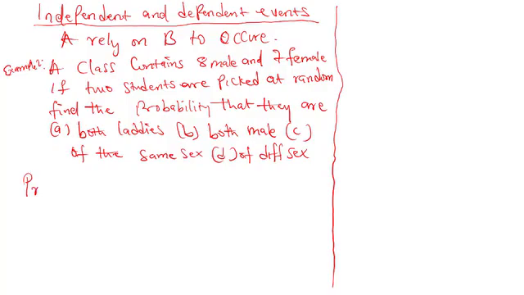probability of both ladies, now is equal to we have a probability of female is 7 over 15, because the total number of people in the class are 15. 8 plus 7, which is equal to 15. So the probability of picking a female is 7 over 15. And the probability of picking the second female, after taking one female out, you have 6 female left. Now the total will now be 14, no longer 15. So now the probability of taking the second lady will now be 6 over 14.